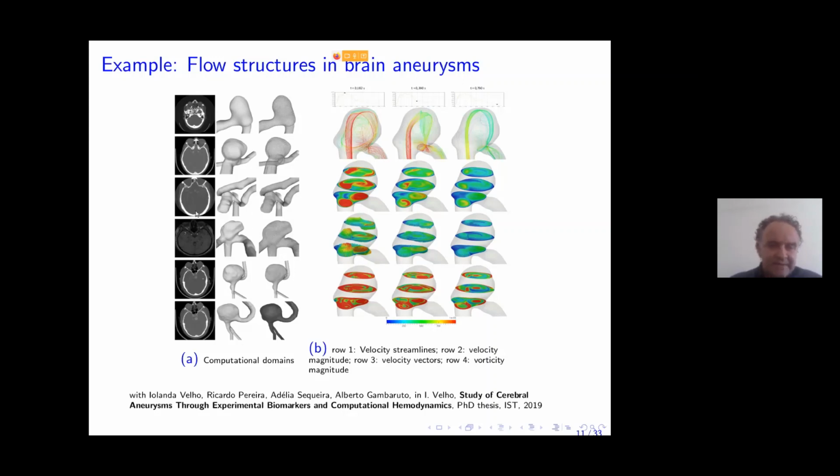So we have the medical images, like we have here on the left side. From those, we can construct the computational domains. We need to go through a procedure of filtering and smoothing, etc. And then we compute the meshes.